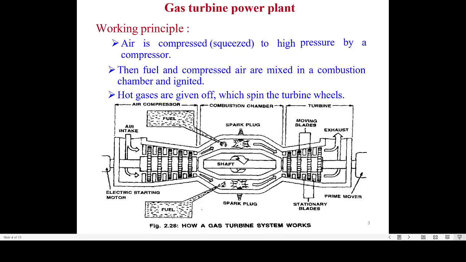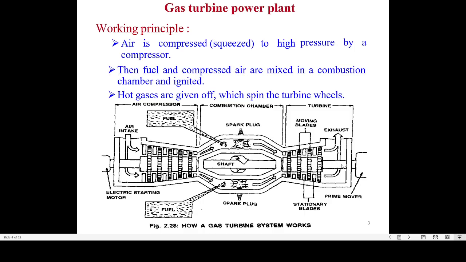This high pressure air will then get admitted into the combustion chamber, where the compressed air will mix with the fuel, and there would be a suitable source for the ignition or the burning of the fuel in the combustion chamber. The burning of these gases in the presence of the air releases a tremendous amount of thermal energy, and these hot gases are then given off to the turbine, which causes the rotation of the turbine wheel or turbine rotor, and thus it develops the mechanical work.